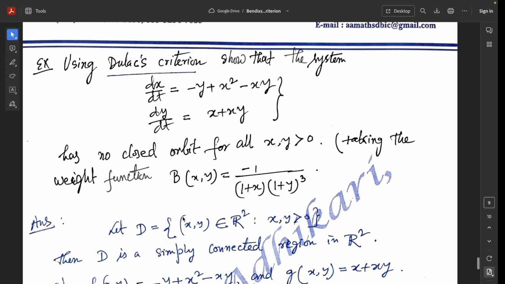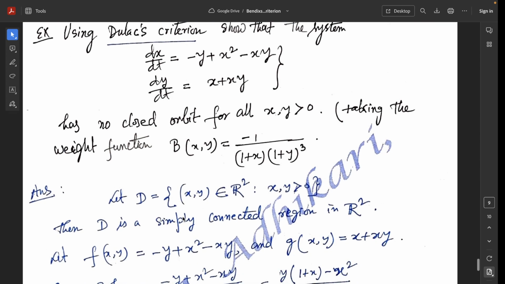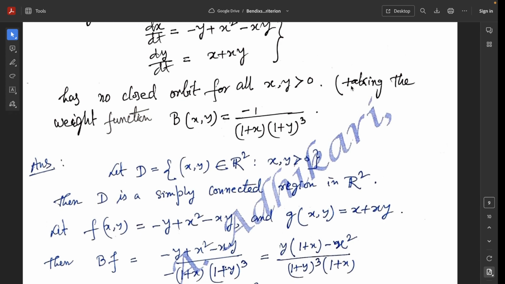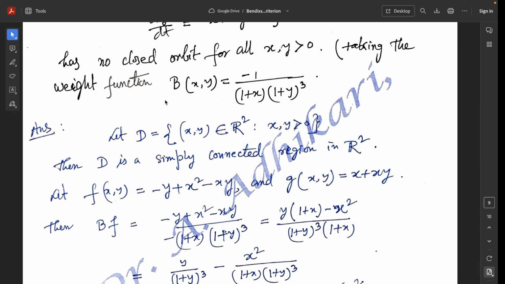Next example: using Dulac's criterion, show that dx/dt equals minus y plus x square minus xy, dy/dt equal to x plus xy has no closed orbit for all x greater than 0, y greater than 0, taking the weight function, that is the Dulac function B(x, y), equal to minus 1 by (1 plus x) into (1 plus y) whole cube. Consider D lying in the first quadrant. D is the first quadrant of the xy plane. So we take (x, y) belonging to R2 with x greater than 0, y greater than 0.